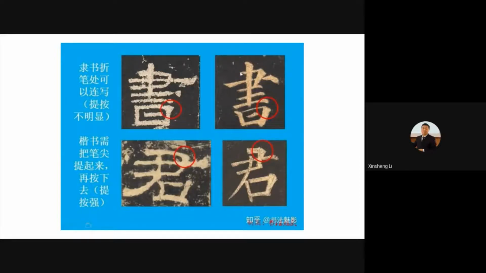For example, this turn: we use the center tip stroke at this moment. We press the brush and turn downwards. At this moment, we use a little bit of side tip stroke. For example, in this clerical style, we don't use side tip stroke. We always use the center tip stroke.